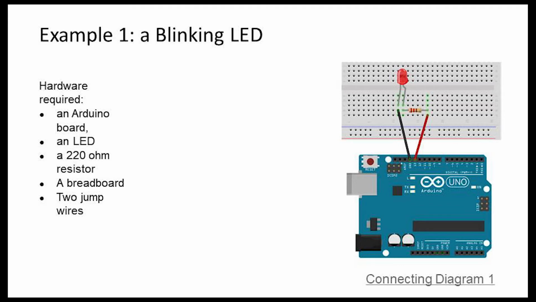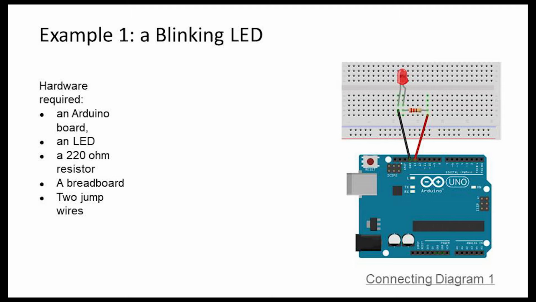Now, let's get back to our main focus, an Arduino board. First, let us attempt making a blinking LED using our Arduino board. You will be provided with the following hardware: an Arduino board, an LED, a 220 ohm resistor, a breadboard, and 2 jump wires.